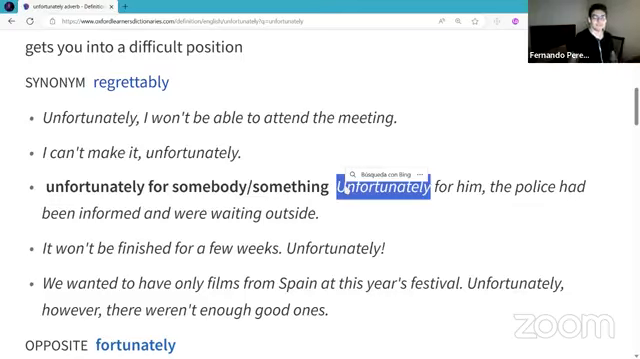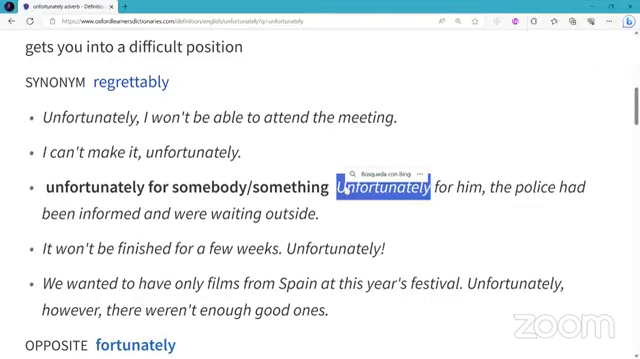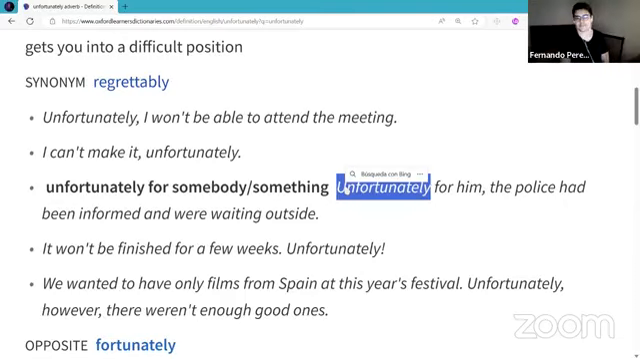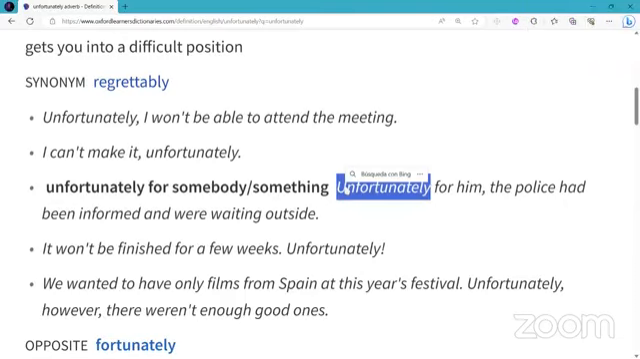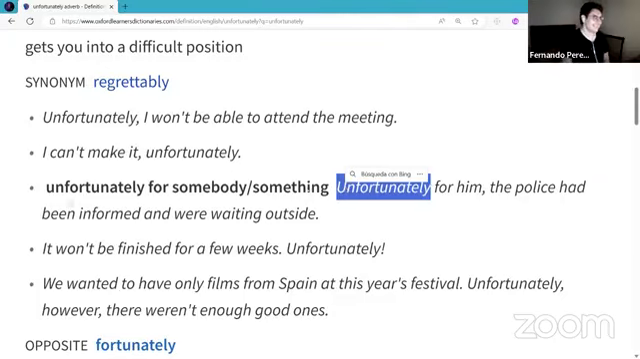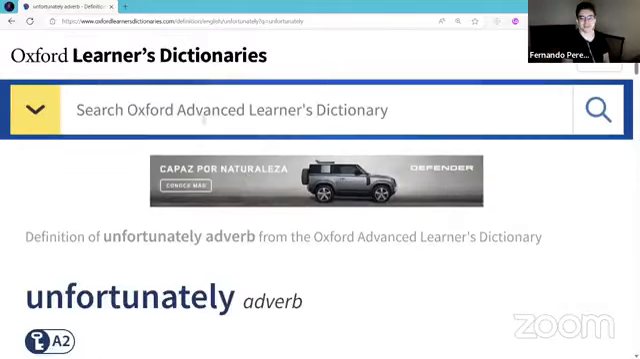Let's go, Elsie. Unfortunately, I have to travel tomorrow. Oh, that's correct. Perfect, perfect. The next example that we have here is this one.